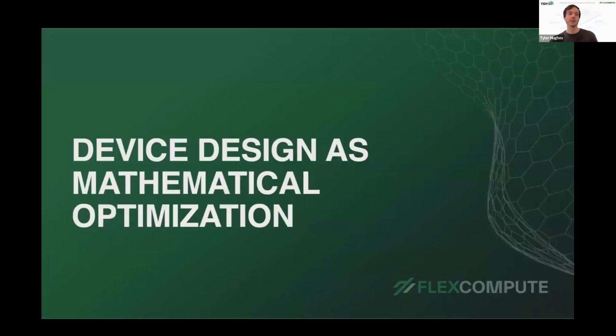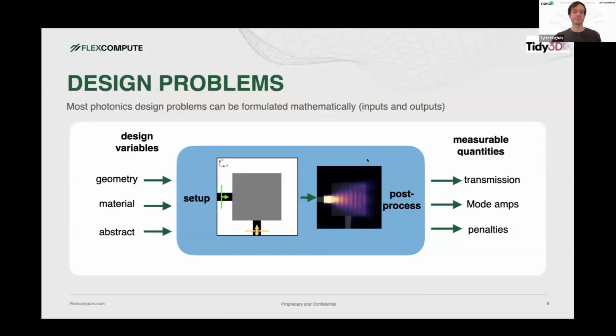So first, let's talk about the concept of photonic device design and trying to frame it as a mathematical problem. Most of the time, if not all the time, the way you can think about photonic device design generally is something like this. You typically have a set of design variables or design parameters. These are the things you have control over in your design, such as geometric things like spacing between objects or the size of different objects. You might have control over the material properties or where the materials are placed in your simulation.